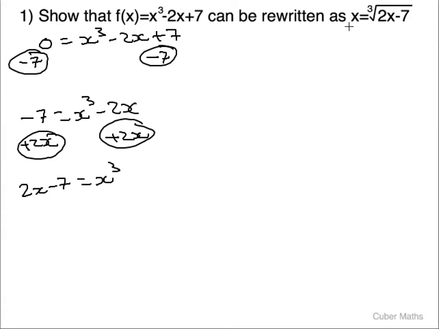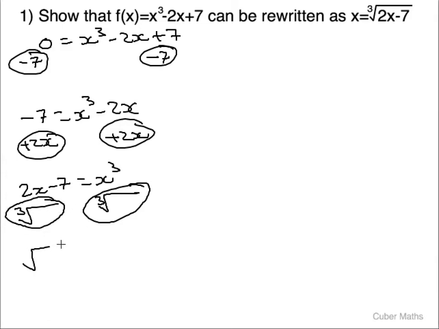But as you can see, it says show that it can be rewritten as x is equal to the cube root. So what we need to do to x cubed to get x is equal to is just cube root both sides, as this will reverse the x cubed and get it in the form x is equal to. So when we cube root both sides, we end up with the cube root of 2x minus 7 is equal to x. And that's what it says up here. So we've proved or shown that f(x) equals x cubed minus 2x plus 7 can be rewritten as x is equal to the cube root of 2x minus 7.